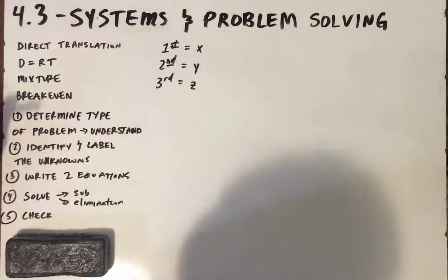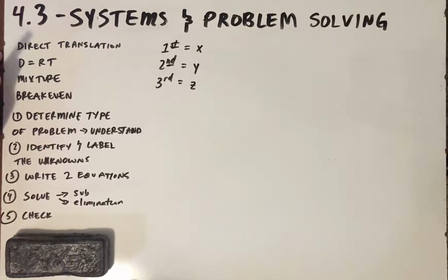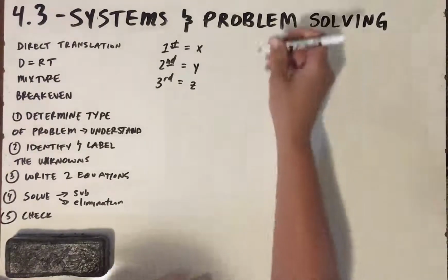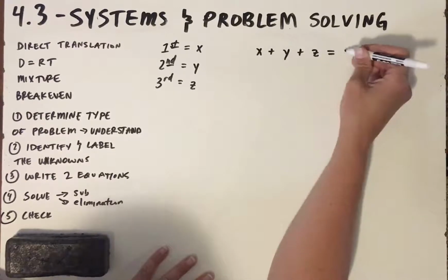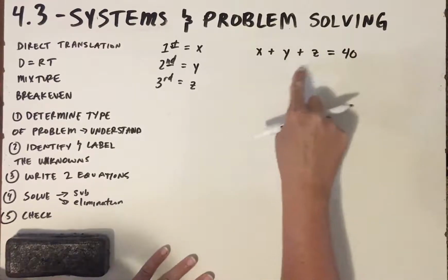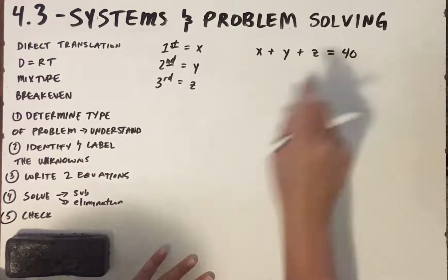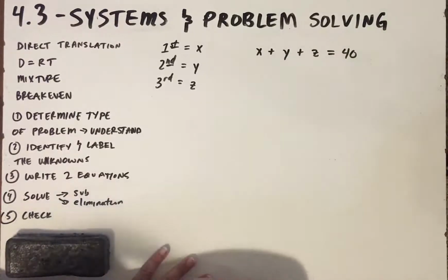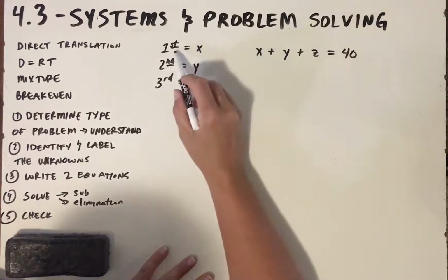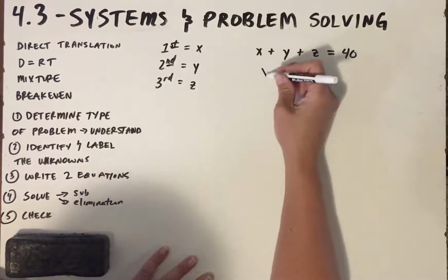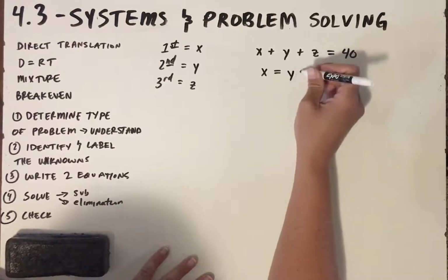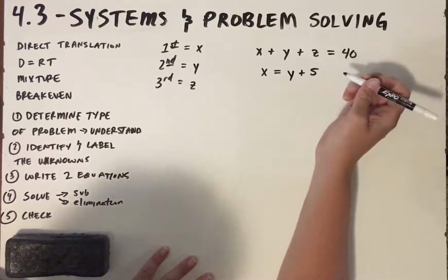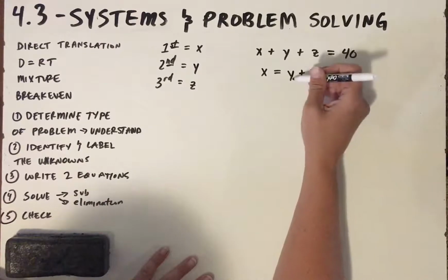Okay, so the type of problem here, this is a direct translation. Literally says the sum of three numbers is 40. That means x plus y plus z is 40. The sum of 1, 2, 3 numbers, so the sum is 40. Okay, so direct translation. Then it says the first number right here, so the first number is 5 more than the second number. That would be y plus 5 or 5 plus y, it doesn't matter. But it's 5 more than the second number.